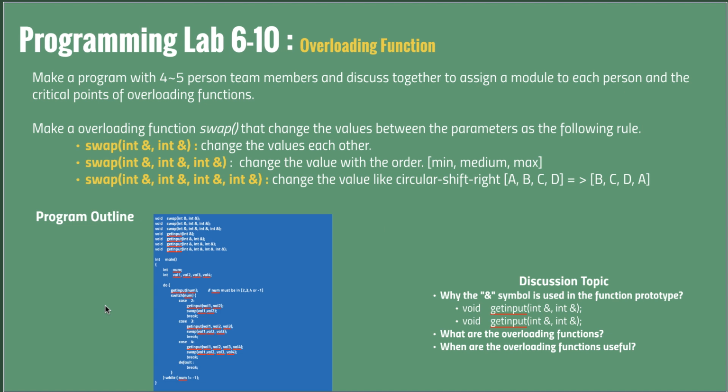And now it's time to have a programming lab to exercise the concept of overloading functions. In this programming lab, I want to make three swap functions with different parameter lists. When we have two parameters, just change the values with each other. If we have three integers, just change the values in the order minimum, medium, and max. And if we have four parameters, just change the values like a circular shift right.